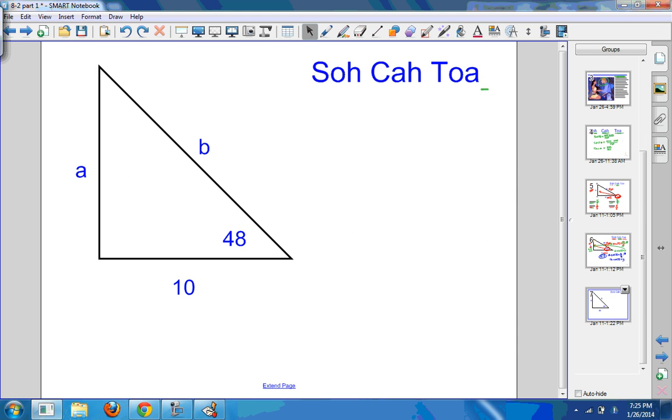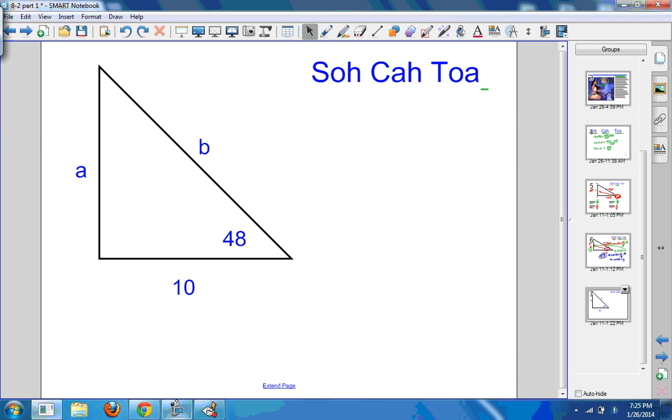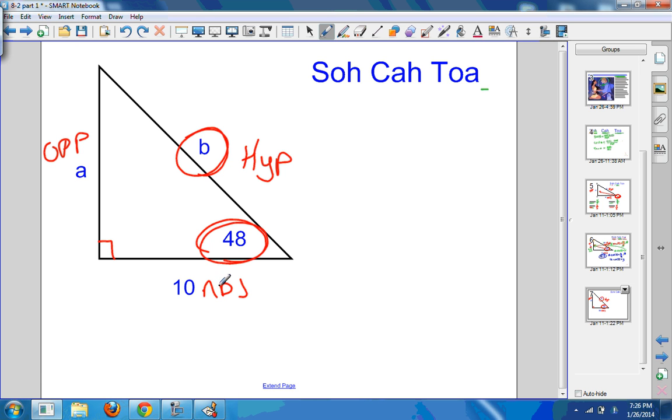Alright, last problem. I think we only have time to find one of these sides. Let's find side B, because that's going to be the harder one to find in this problem. So here we have angle 48 we're going to use. So let's label our triangle first. Here we have the hypotenuse, opposite the right angle. Angle A is going to be the opposite side, and 10 is the adjacent side. It's adjacent because it's sitting next to the angle, right?